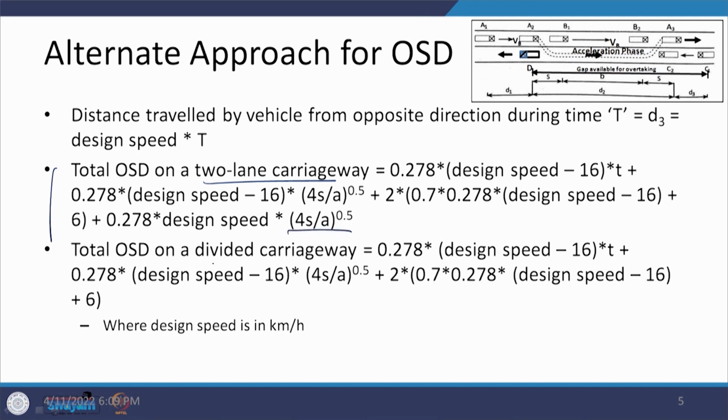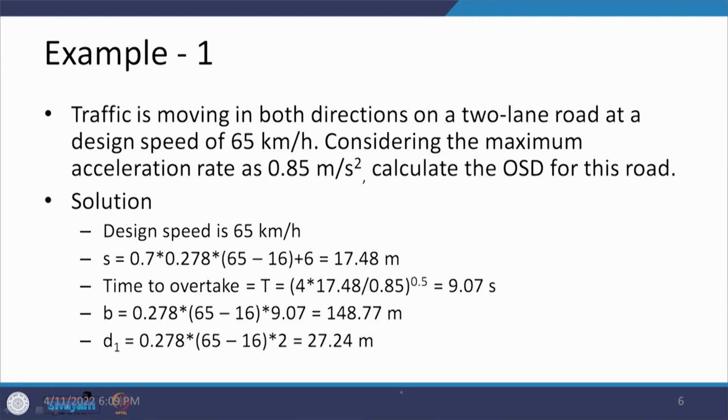But if you are talking about a divided carriageway, then the last component will not be there, and that is what is written here. As I said, in these computations, whatever formula has been given here, the design speed is taken in kilometers per hour, not in meters per second. So, we have an example here.